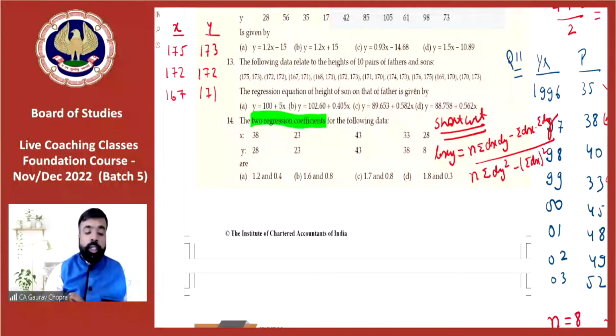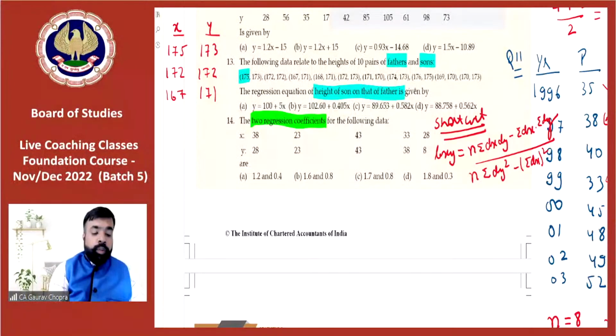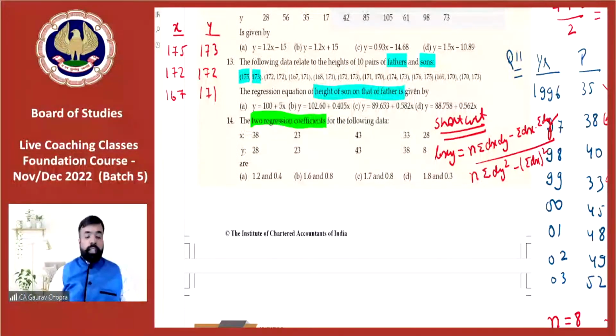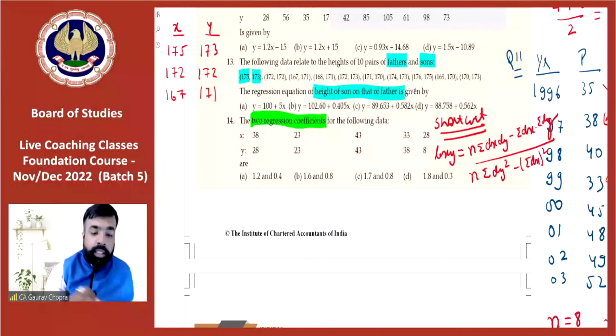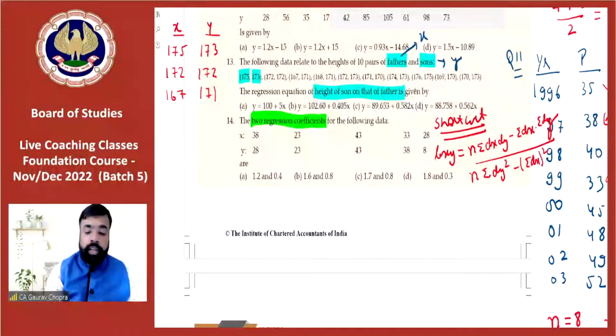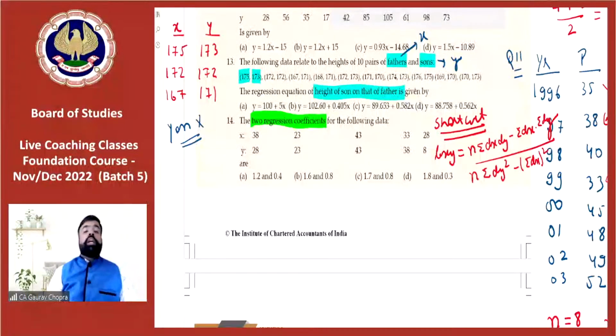And now the question is asking to calculate regression equation of what? Of height of son on father. Height of son on that of father. So the first value is father and second value denotes son. So you have to calculate height of son on father. That is, if father is x, son is y, then we have to calculate y on x. So you have to form the equation y on x. All right. So we have arranged this. Now you can easily solve.